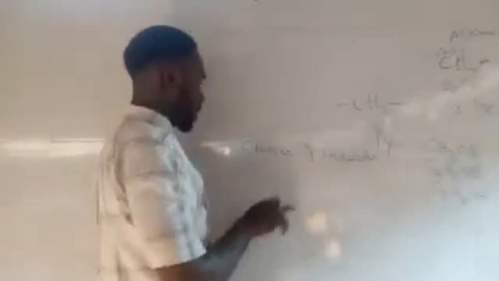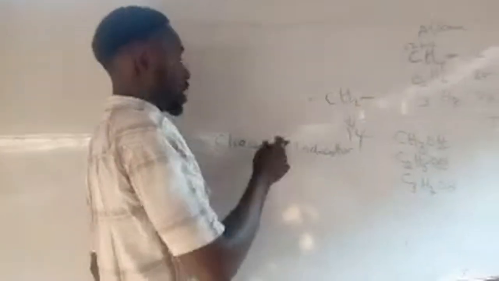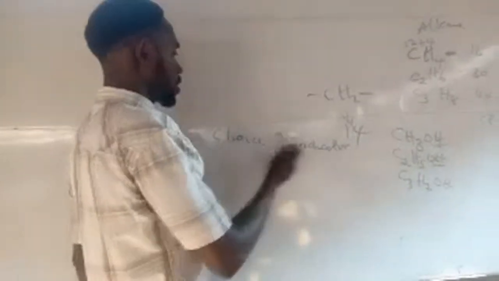Then, choice of indicator during titration. I'll teach you salt hydrolysis and we may end. I think how many minutes so far? 1 hour 11 minutes. Okay, at least maybe we'll just do 1 hour 30 minutes. We'll wrap it up.